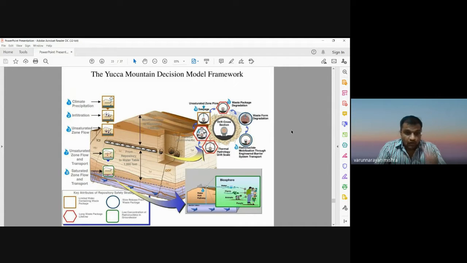So all these factors should be taken into consideration when we are working on a decision making process, especially in case of the disposal of radioactive waste. Otherwise it will be very dangerous. Otherwise it will directly affect the water quality and the soil quality. It can also affect the health of the humans living in that area.